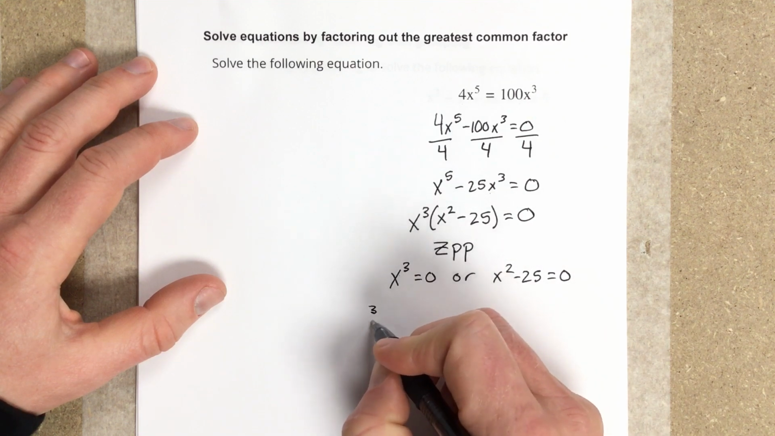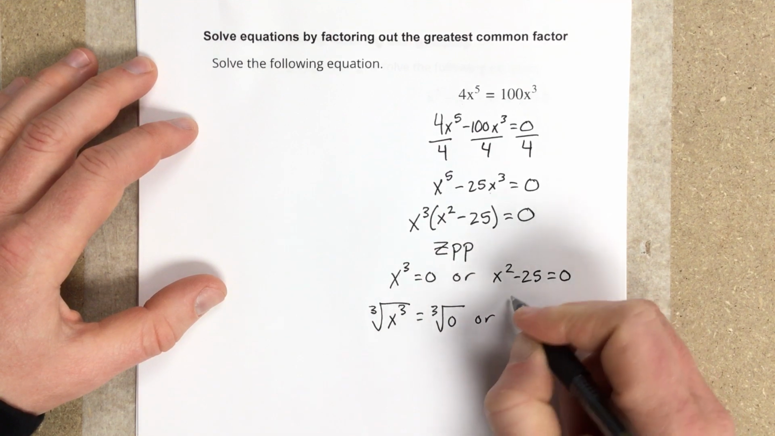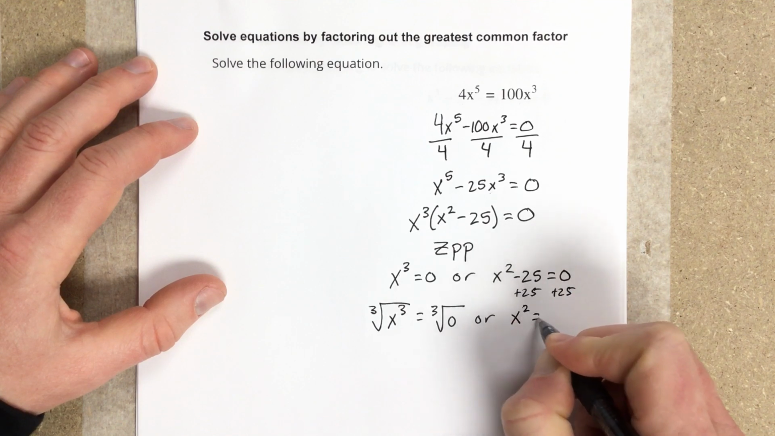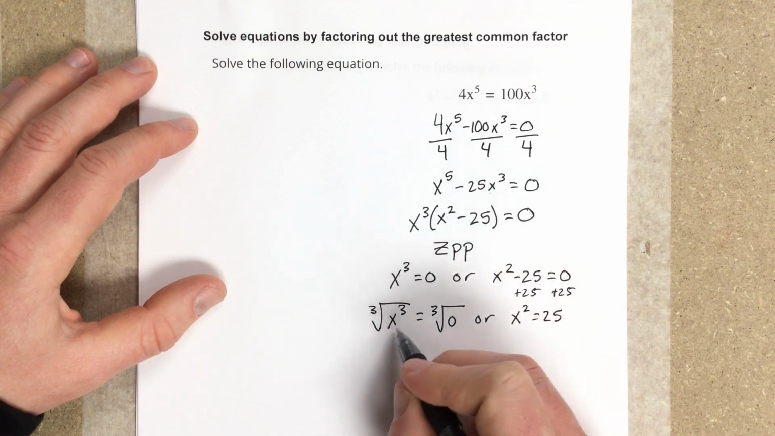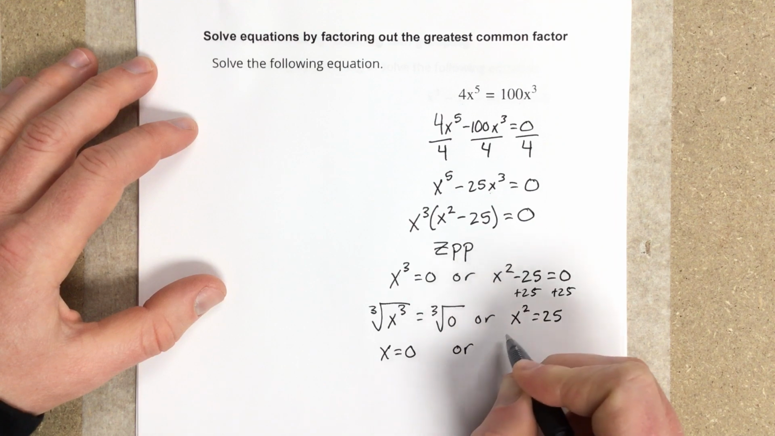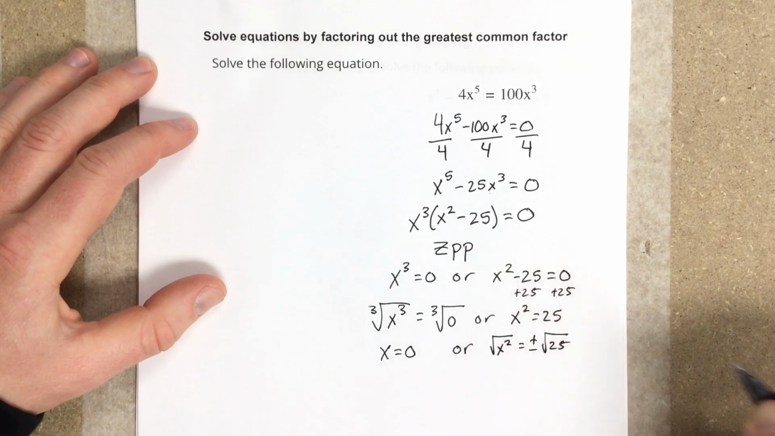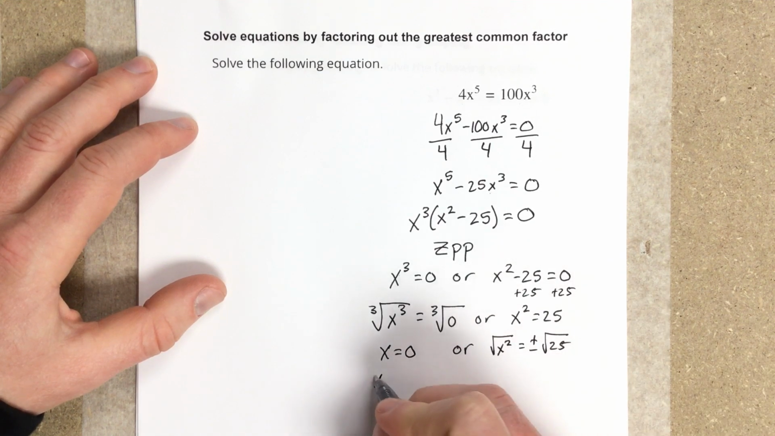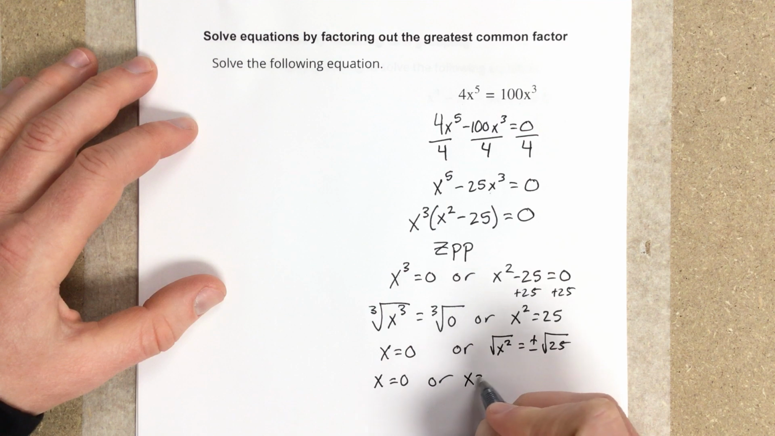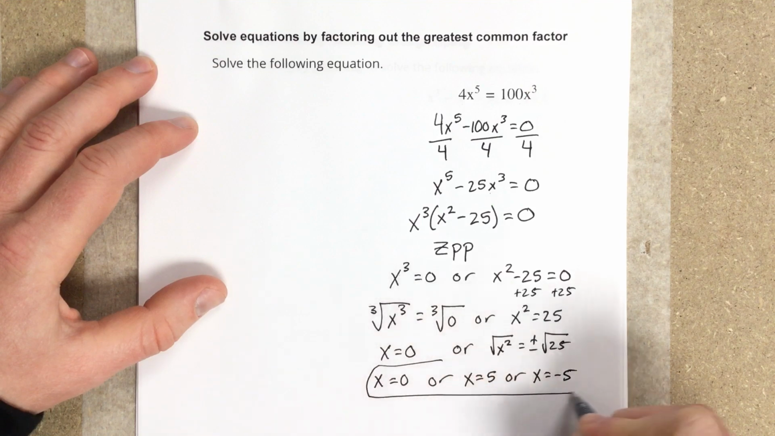Cube root each side. So I have the cube root of x cubed is equal to the cube root of 0, or add the 25 over. I have x squared is equal to 25. So I end up with just x is equal to 0 for this piece. Or when I square root each side, I get plus minus root 25. So I get x is equal to 0, or x is equal to the root of 25, which is 5. So x is equal to positive 5, or x is equal to negative 5. Those are my three solutions.